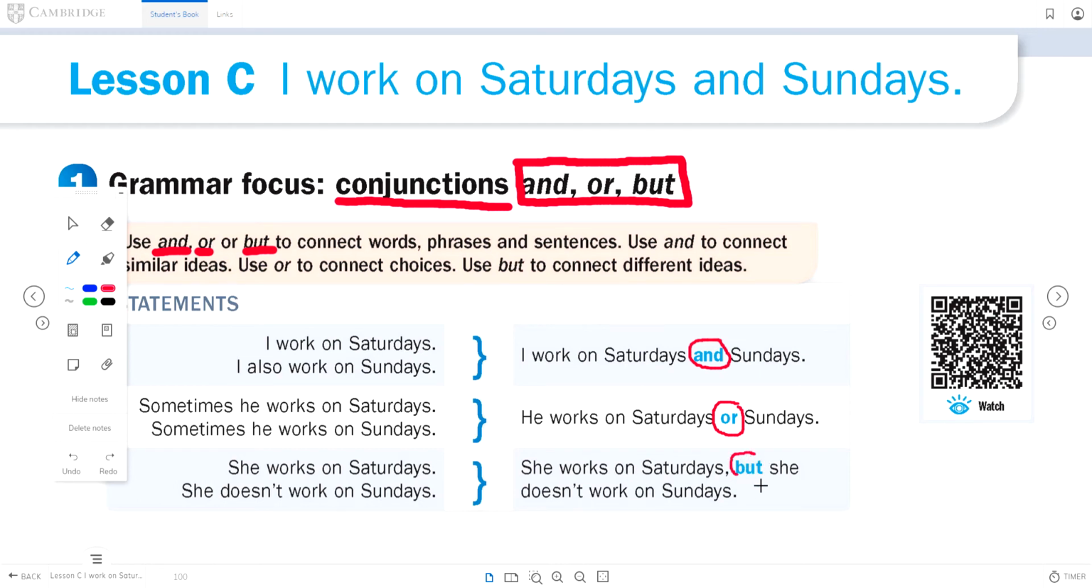And now, but. Look here. But connects two ideas. However, but is contrasting. It's showing a difference. For example, she works on Saturdays, but she doesn't work on Sundays. So but means a contrast, something opposite, a contradiction. She works on Saturdays. She doesn't work on Sundays. It's showing a contrast, two different things, highlighting the differences.